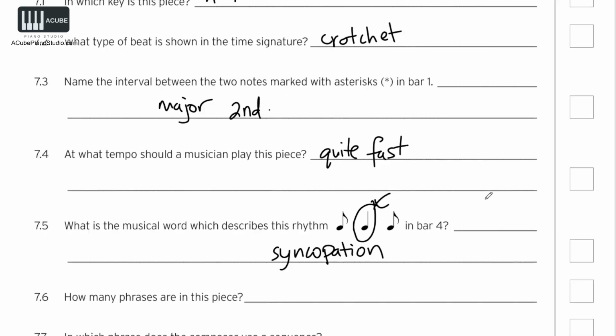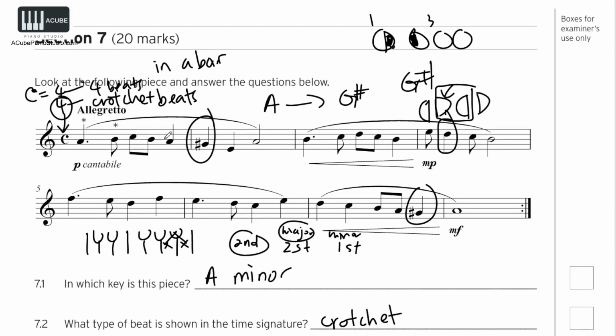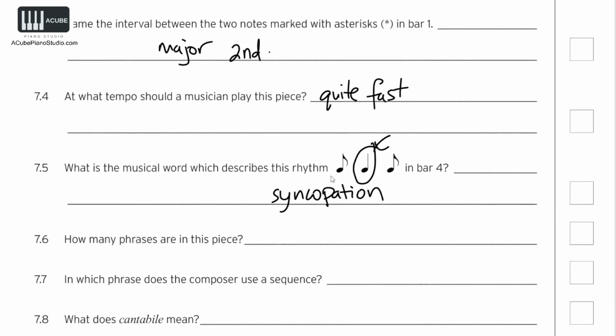Next, how many phrases are there in this piece? So you know there's 1 phrase, 2 phrases, 3 phrases, 4 phrases here. So the answer is 4.